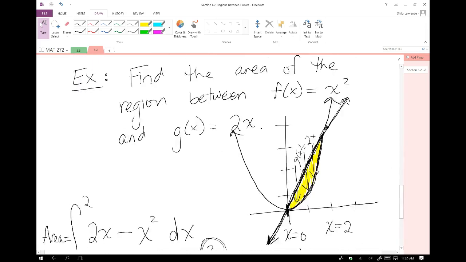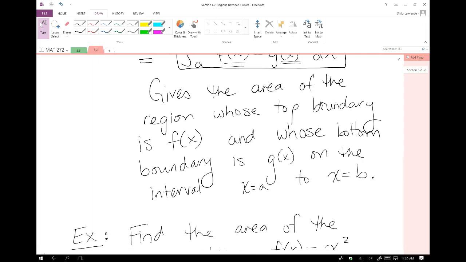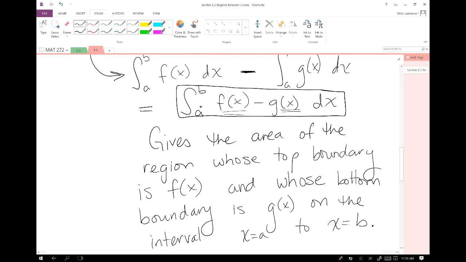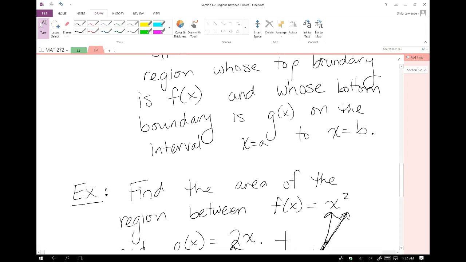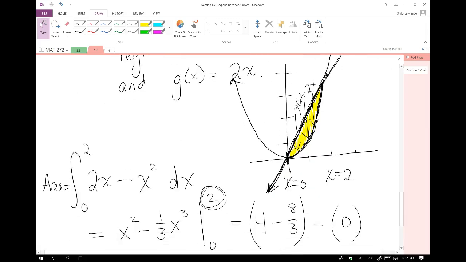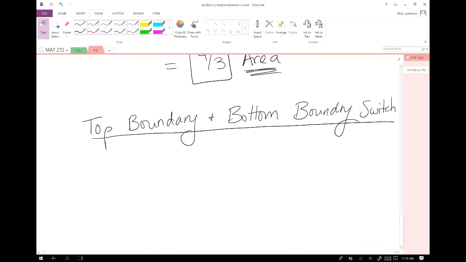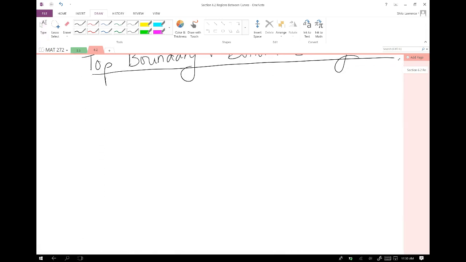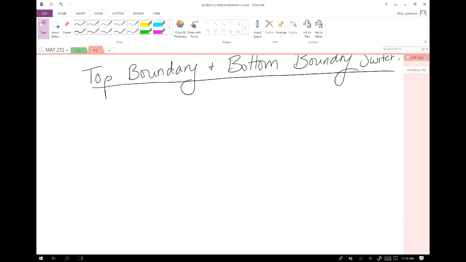we said that when we set up this formula, the top boundary is f of x, and it has to be f of x for that entire interval a to b. The bottom boundary is g of x, and it has to remain the bottom boundary for that entire interval a to b. So for some reason, they switch within our interval. We're going to have to set up a new definite integral. We're going to have to break our region up into two pieces.